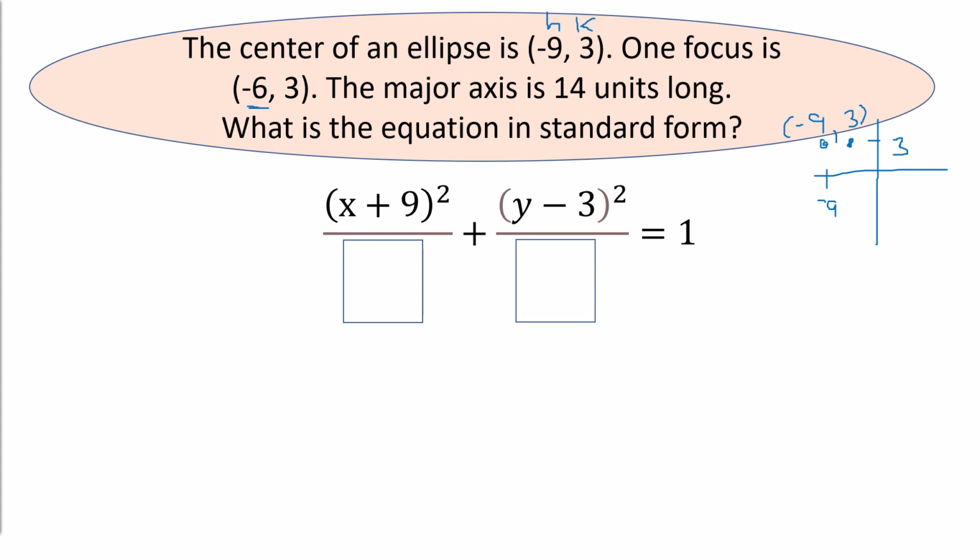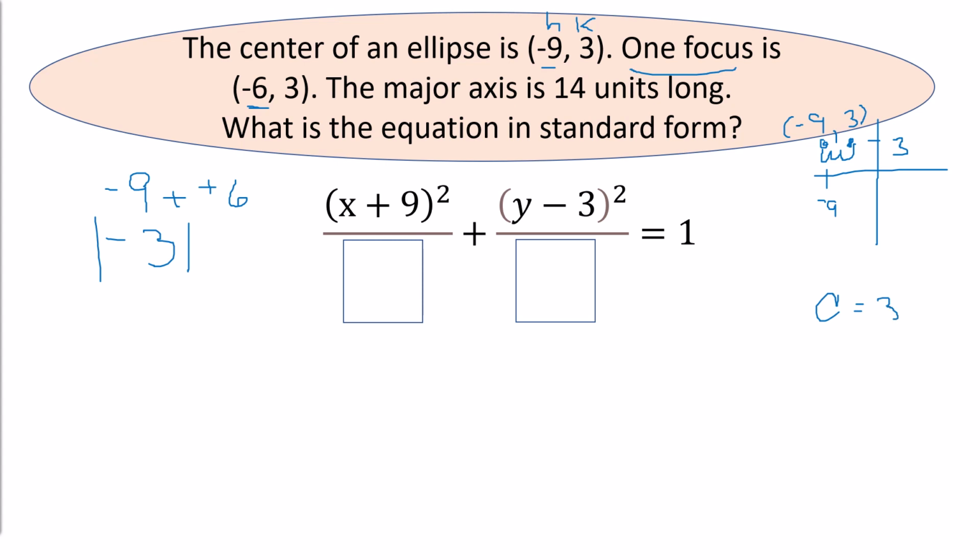So we want to know the distance. We're only moving in the x direction from negative 9 to negative 6. So negative 9 minus negative 6, how many units did we move? We subtract, we get negative 3. Absolute value, we moved 3 units to get from negative 9 to negative 6. Okay, so that's where one focus is. From the center to the focus, that's C. So C is equal to 3.